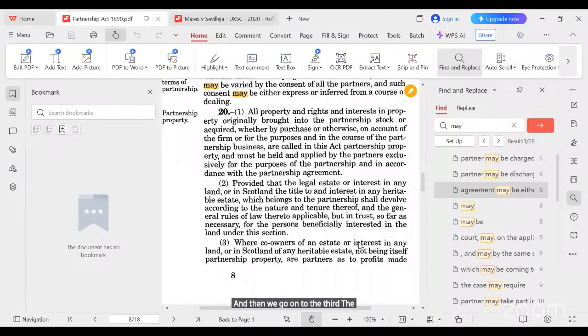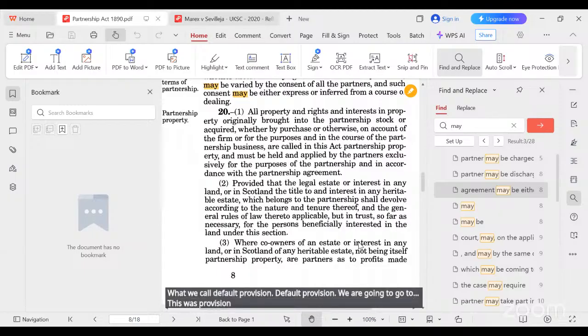classification, which we call default provision. Default provision. We are going to go to default provision now. Why it is in the legislation, how we may identify default provision.